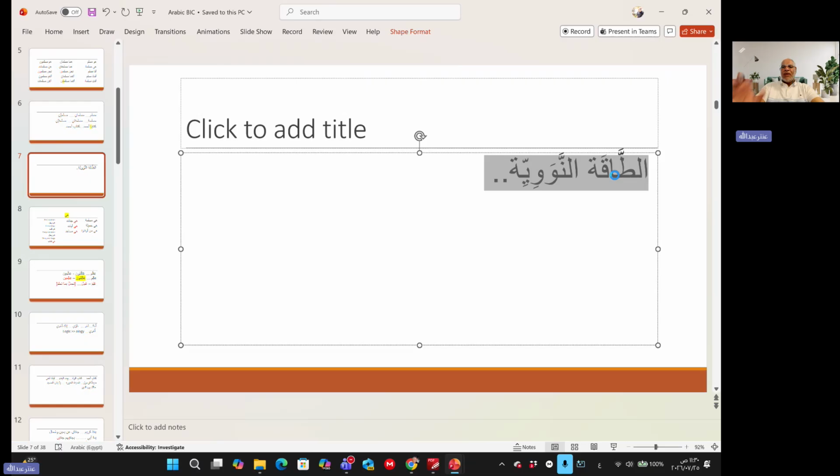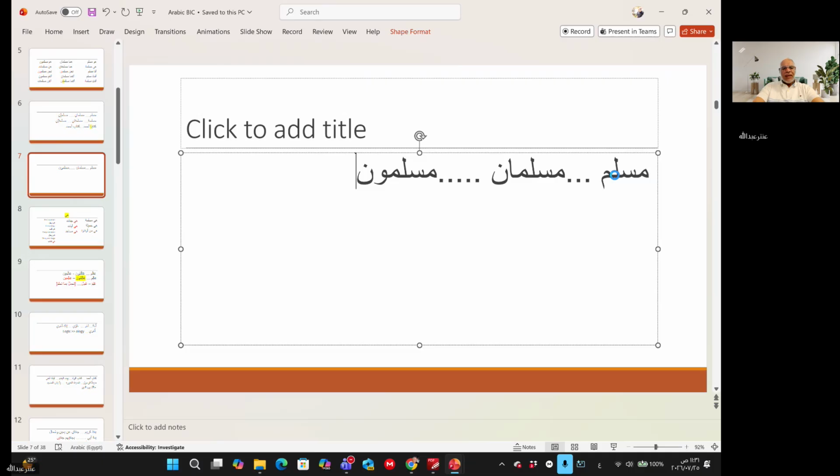جزاكم الله خير. Now we're returning to the word Muslim again. So Muslim is male singular. And the dual is Muslimani. The plural is Muslimuna.